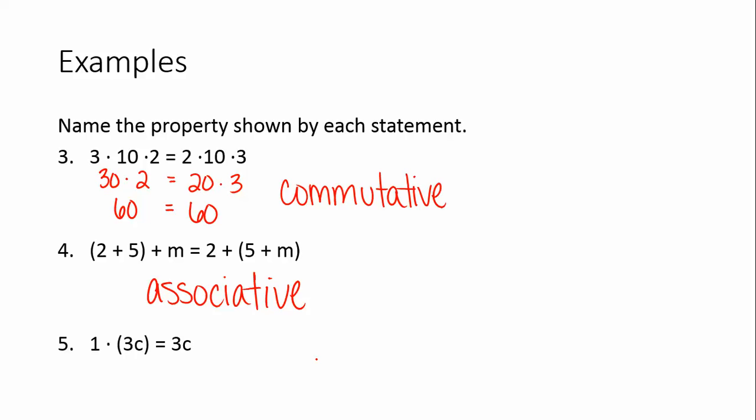On number 5, we have 1 times 3c equal to 3c. We have multiplication of the number 1. Anytime you multiply a number, our number here is 3c, times 1, you just get that number, 3c. This is the multiplicative identity.